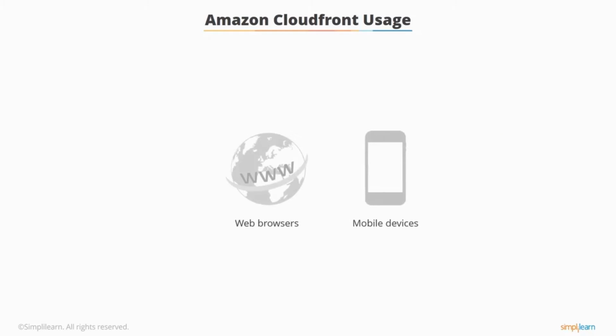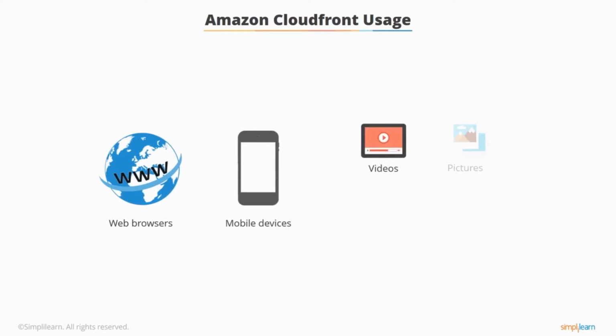Amazon CloudFront supports users requesting data using both web browsers and mobile devices. Unlike Amazon Glacier, the solution is an ideal choice to distribute the frequently accessed static and dynamic content, such as videos, pictures, software products, and dynamic web applications over HTTP.